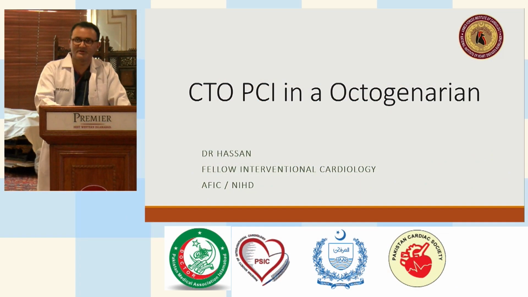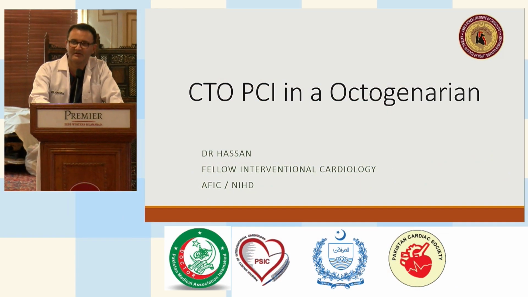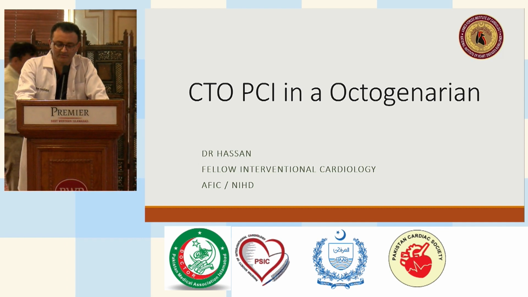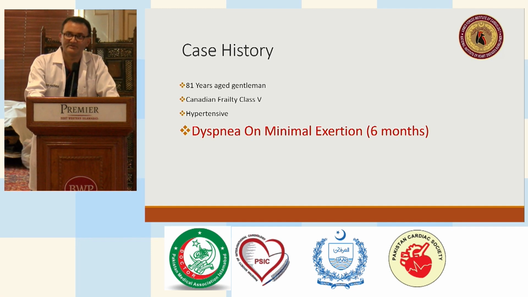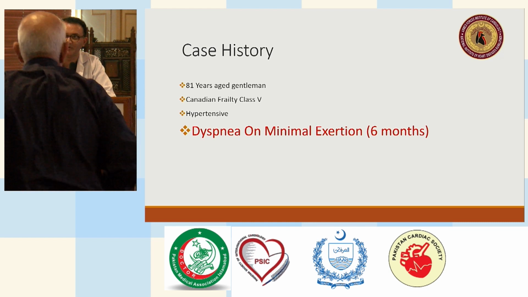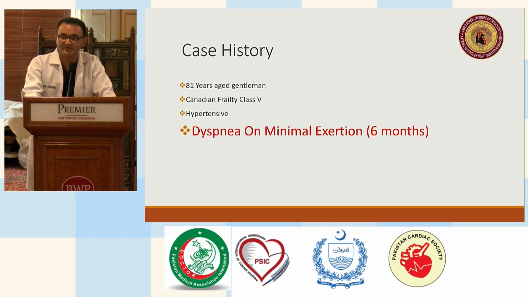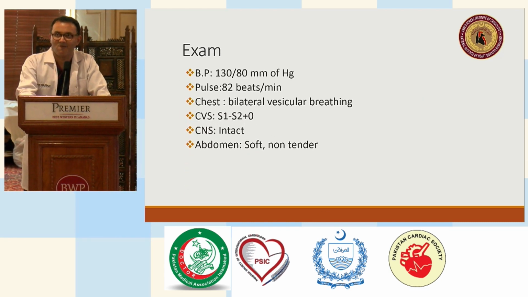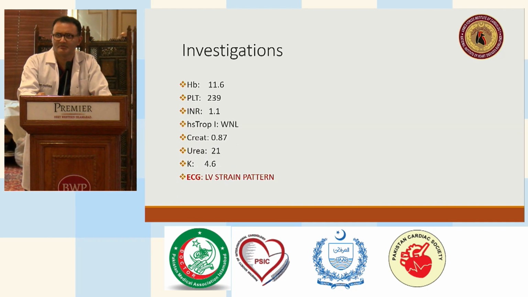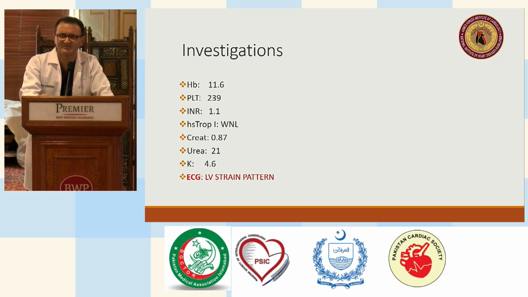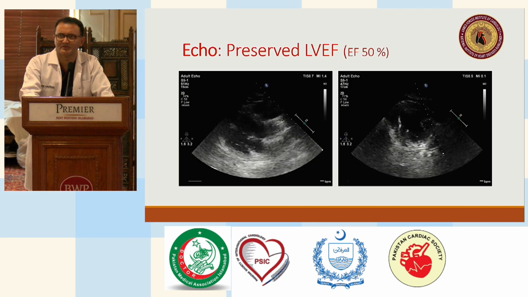Okay, so this was a case I did last week. This was an 81-year-old gentleman with Canadian frailty class 5. He was hypertensive, presented to us with dyspnea on minimal exertion for the last 6 months. His exam and labs were normal, just some LV strain pattern in ECG.